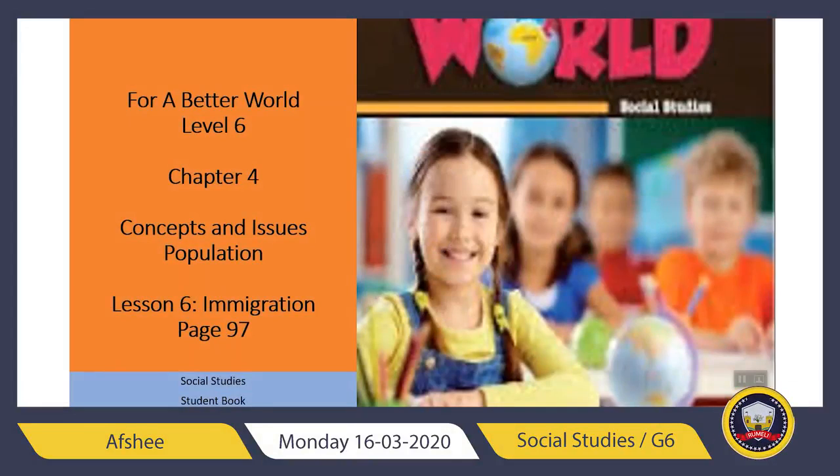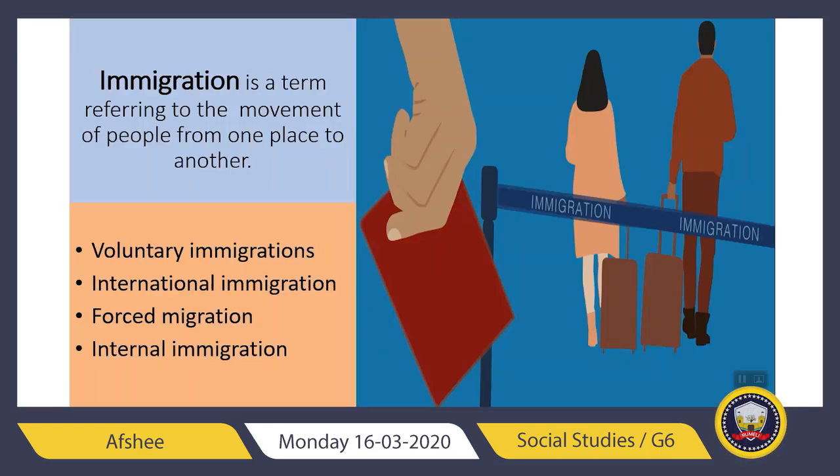Today we will learn about concepts and issues of population. Before we move on, I want all of you to open your books. We have social studies, student book, chapter 4, concepts and issues of population. Today we will cover lesson 6, immigration, which is on page 97. I hope all of you have opened the books.